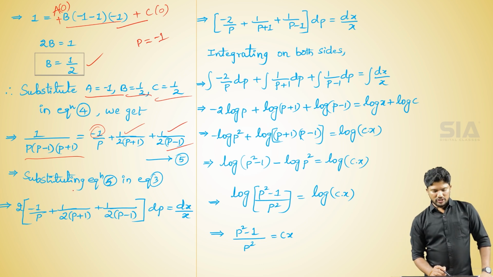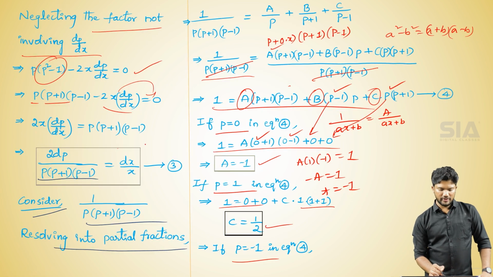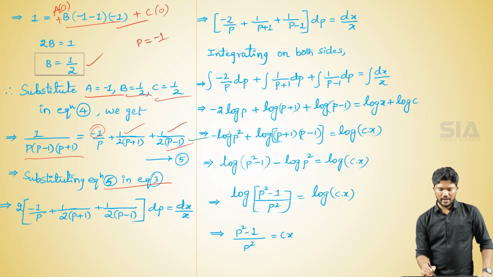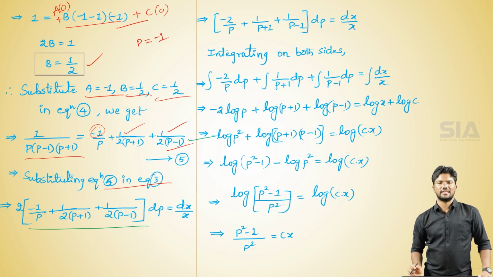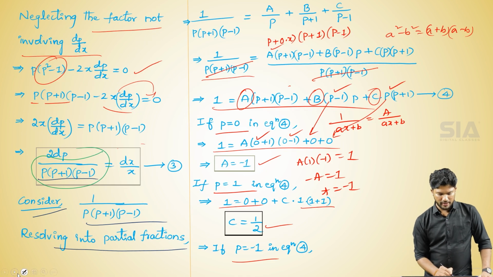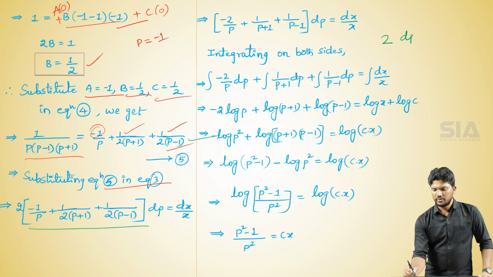Now substituting equation 5 in equation number 3. So now come to equation number 3. In equation number 3, wherever you have 1 by p into (p plus 1)(p minus 1), you have to substitute the equation number 5 values. Equation number 3 is 2 into dp by p into (p plus 1)(p minus 1). So this is that equation number 3.